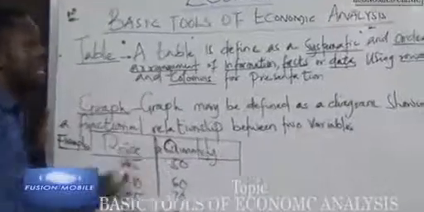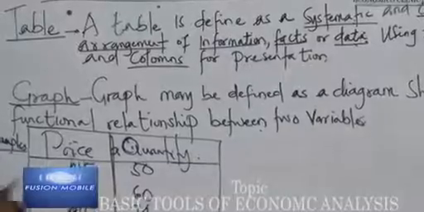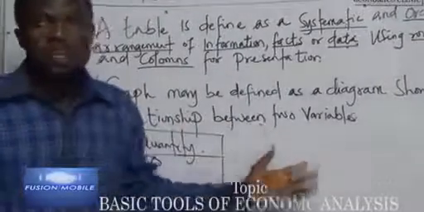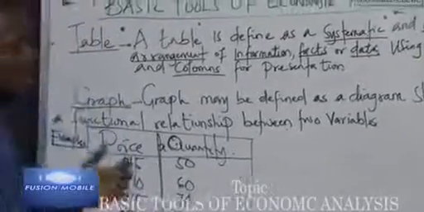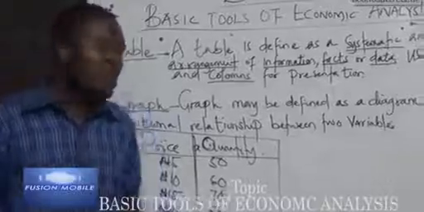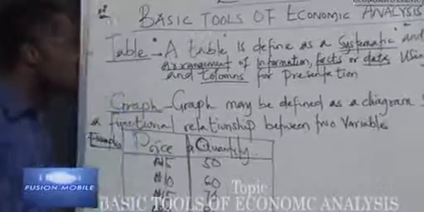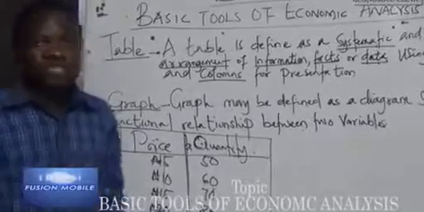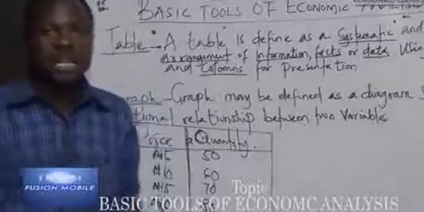Now we move on to graph. A graph may be defined as a diagram showing a functional relationship between two variables. The variables are x and y. A graph always has a title. There's always a title attached to a graph. And before we can prepare a graph, we need to have prepared a table. So information on the table is presented on a graph for easy understanding.